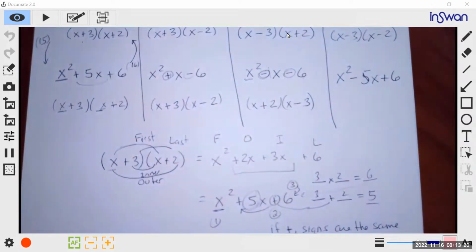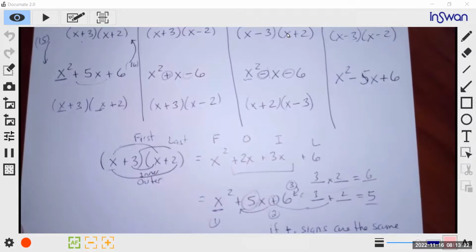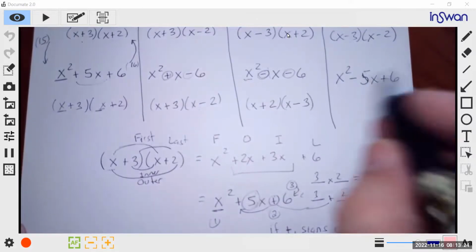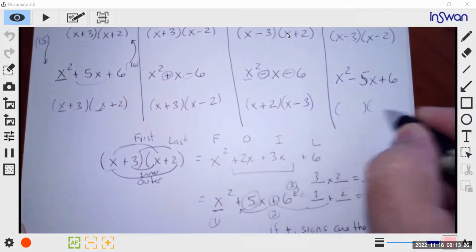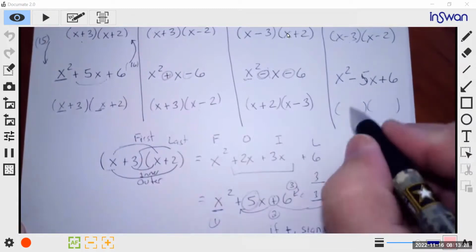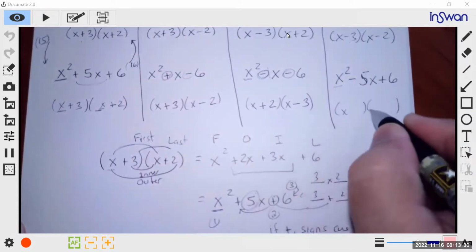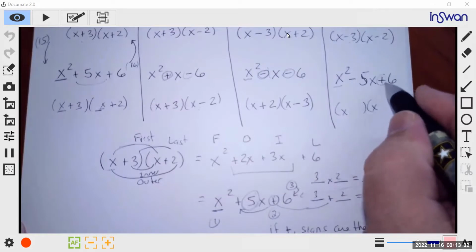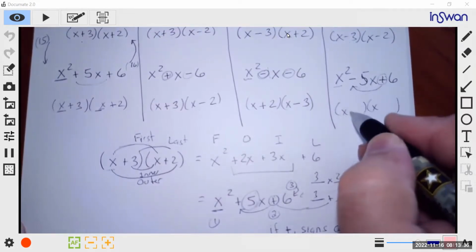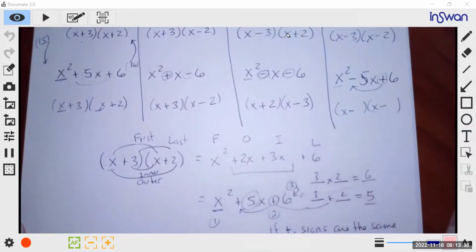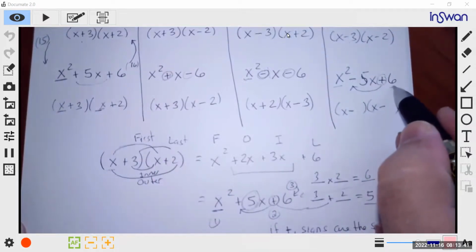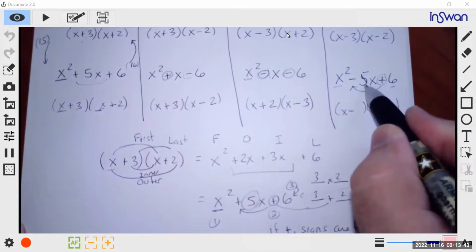Good morning. We're just reviewing what we did last time. What's the first term? X and x. The second sign is a positive, so that means they're both the same. They're whatever the first sign is, so they're both minus. What times what is 6? When you add them, you get 5.